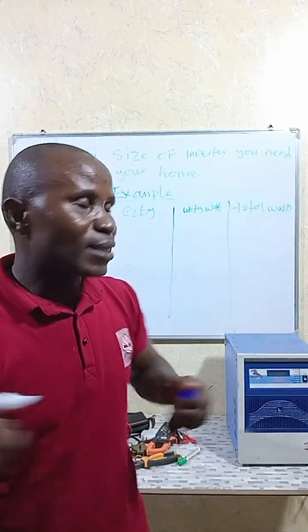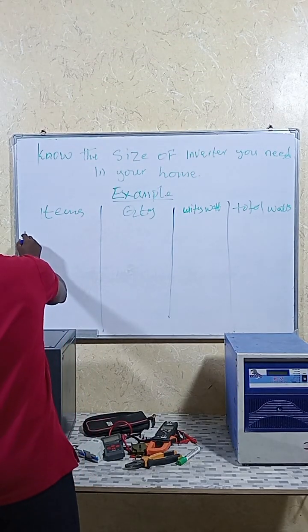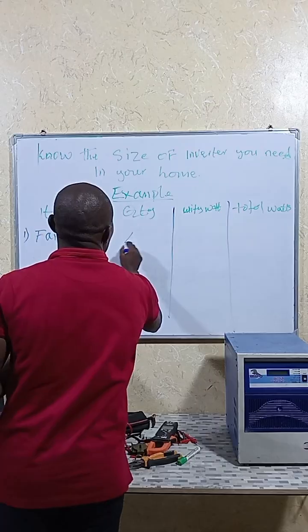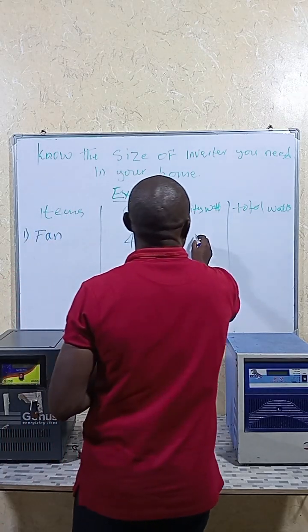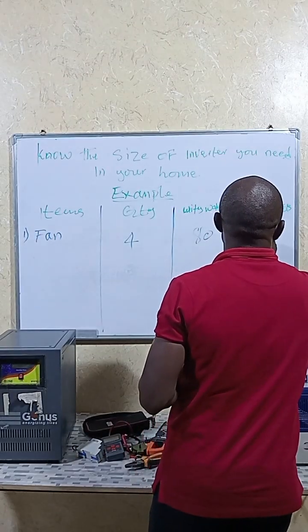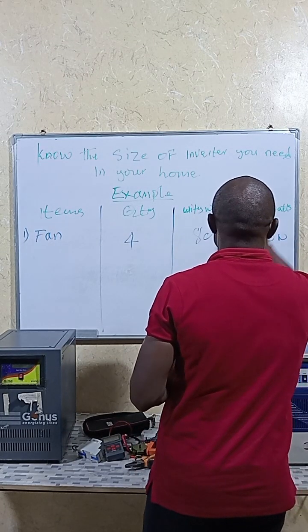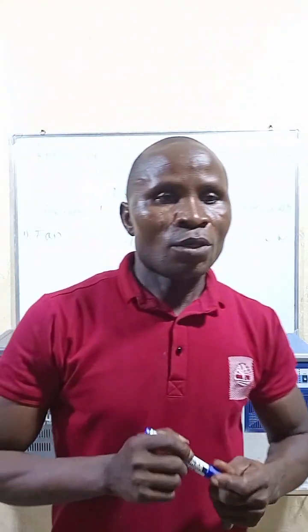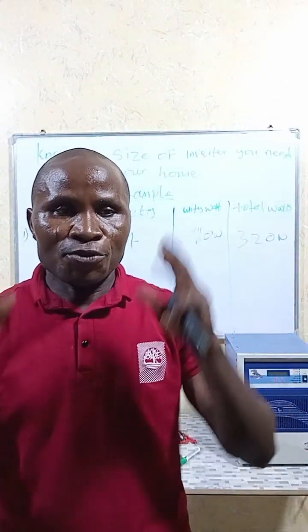Now, the fan has 80 watts. Item 1, fan. The quantity is 4, and it has 80 watts per one. That is 320 watts. Do you see how to calculate? We have calculated for the fan now.